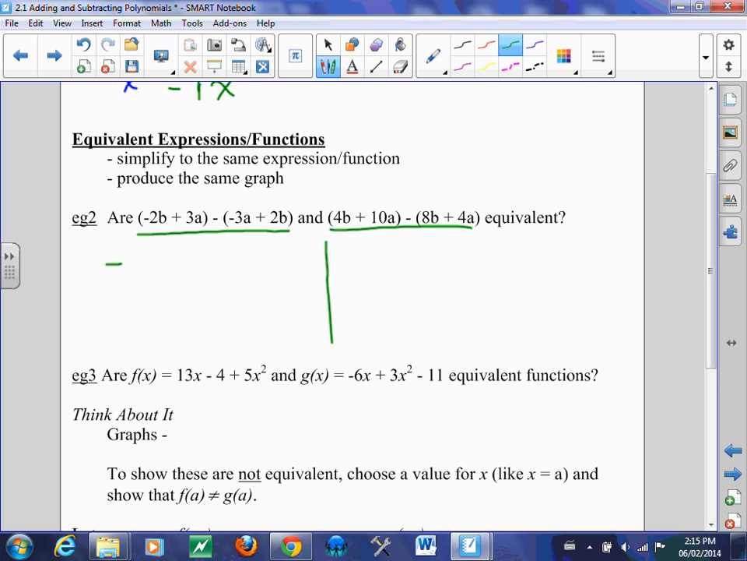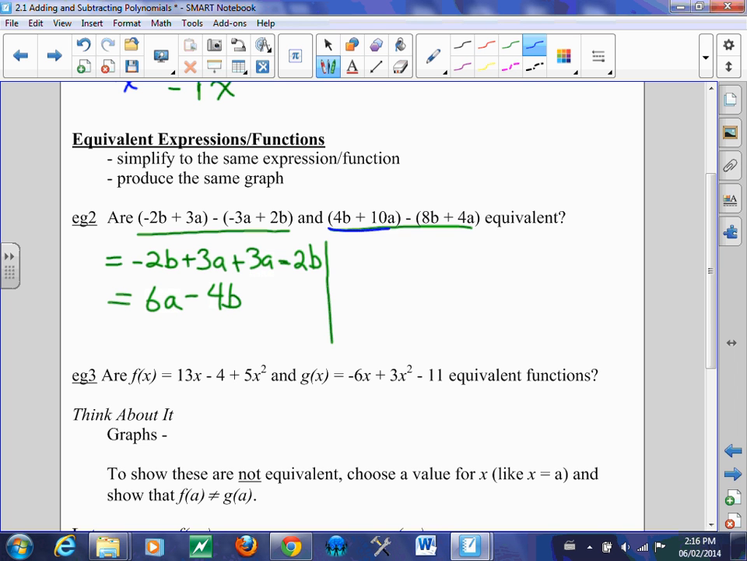So for the first one, when we simplify through, we're going to have negative 2b plus 3a for the first expression. And remember, a negative times a negative becomes a positive. So for the second bracket, we've got plus 3a and minus 2b. Collecting like terms, how many a's do we have altogether? 6a. How many b's do we have altogether? Minus 4b. Let's see what we get on the other side, ladies and gentlemen.